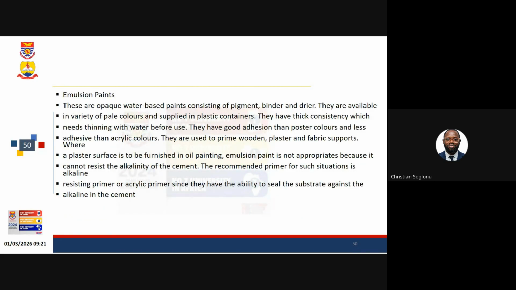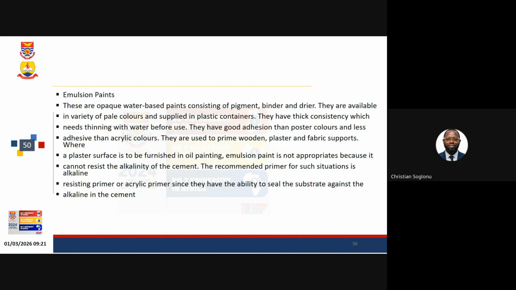Emulsion paints, which we all know, are opaque water-based paints consisting of pigments, binder, and a dryer. They are available in a variety of pale colors and supplied in plastic containers. They have thick consistency, which needs thinning with water before use. They have better adhesion than poster color, but less adhesive than acrylic.